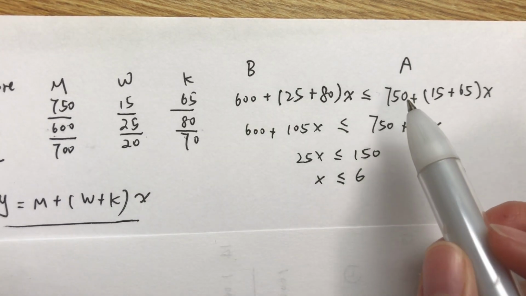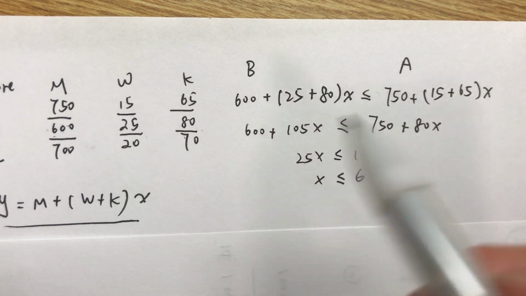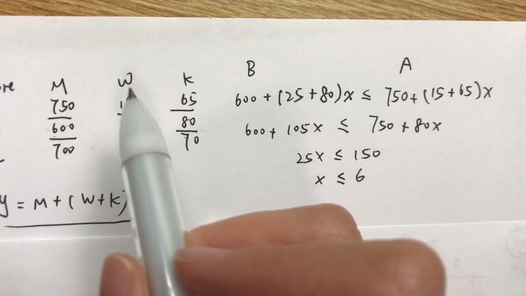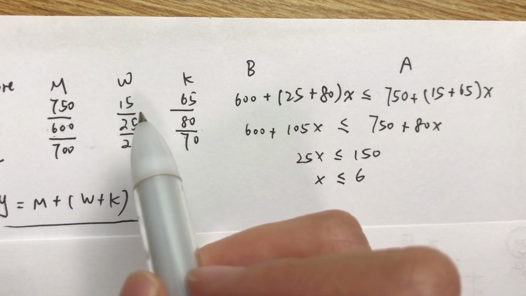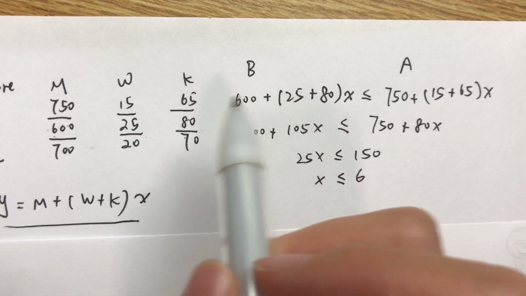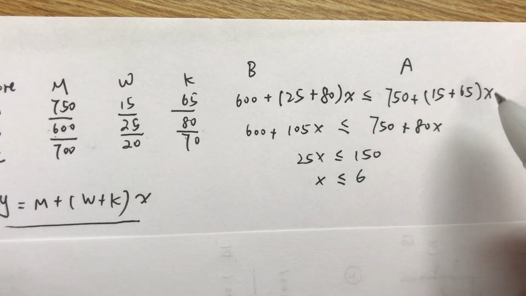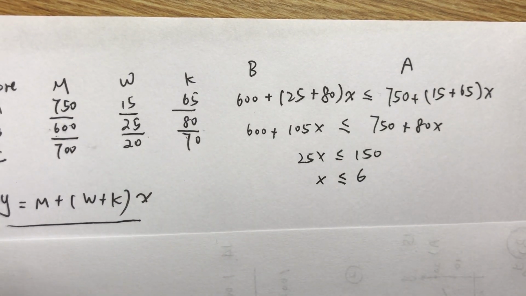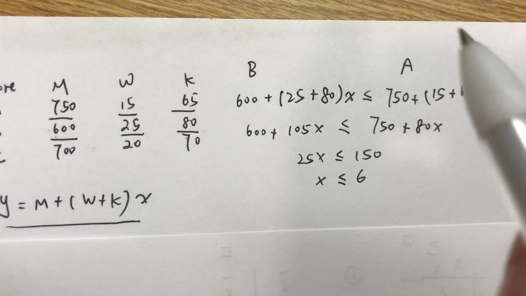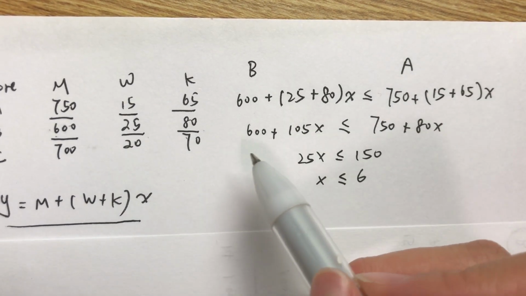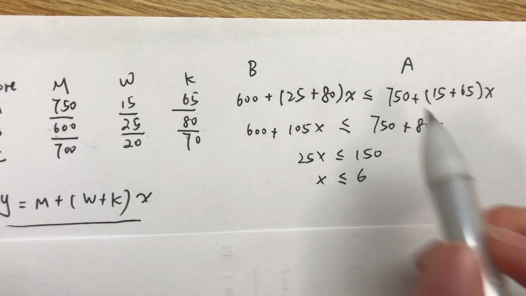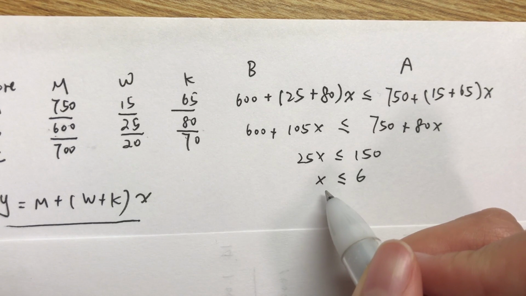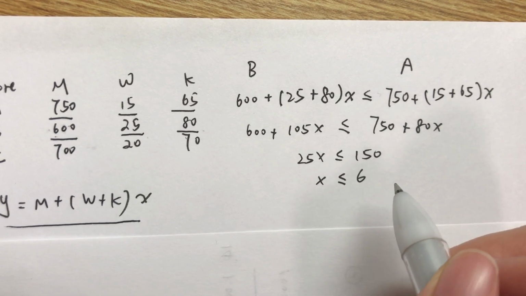And for store A, we do the same thing. M 750 plus W 15 plus K 65. Then we multiply by X. So we get the equation here, and we try to simplify the equation. After some calculation, we get the final answer, which is X smaller than 6.